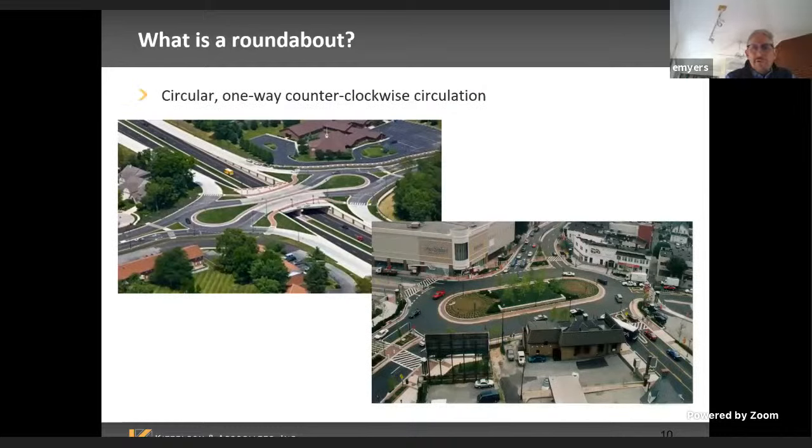So a roundabout is generally circular, one-way counterclockwise circulation around a central island. Purposely, though, we showed you two roundabouts in this slide that are not circular. One is kind of a dog bone roundabout. I believe that's in Carmel, Indiana, which is an interesting story. And then the one in the bottom picture is in Towson, Maryland. This was the first multi-lane roundabout that I worked on in Maryland, and the first one that I worked on overall, but it was the first multi-lane roundabout in Maryland.